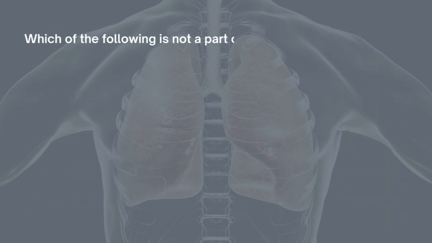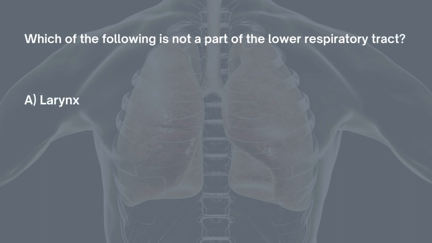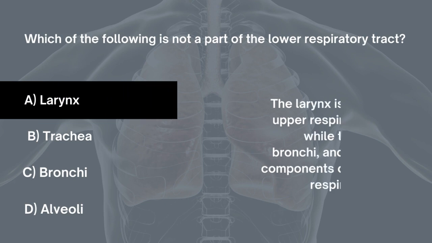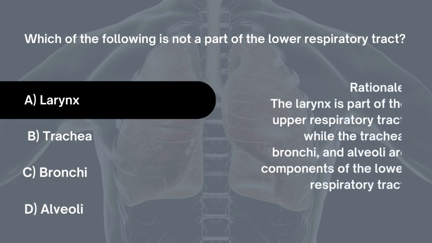Which of the following is not a part of the lower respiratory tract? A. Larynx. B. Trachea. C. Bronchi. D. Alveoli. Rationale. The larynx is part of the upper respiratory tract, while the trachea, bronchi, and alveoli are components of the lower respiratory tract.